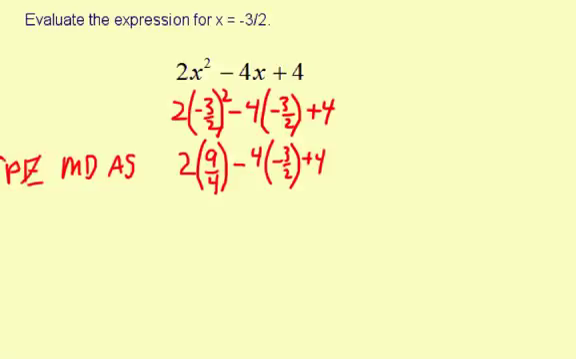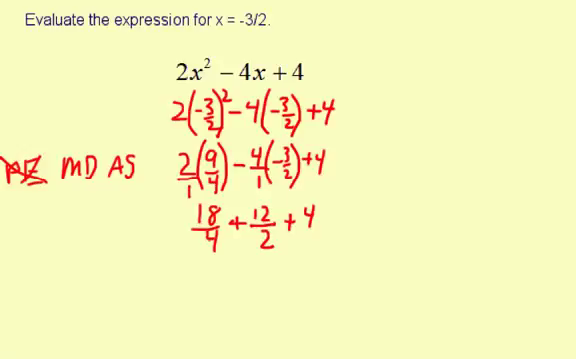So parentheses and exponents, those are done. Multiplication and division from left to right. I'm going to go like this. 2 times 9 is 18, and then 1 times 4 is 4. And then put negative 4 over 1. Now, what you can do here is negative 4 times negative 3 makes a positive 12. So instead of a subtraction, that's going to become an addition. And then 1 times 2 is 2. And then plus 4.